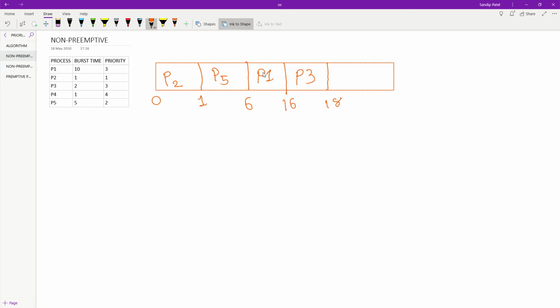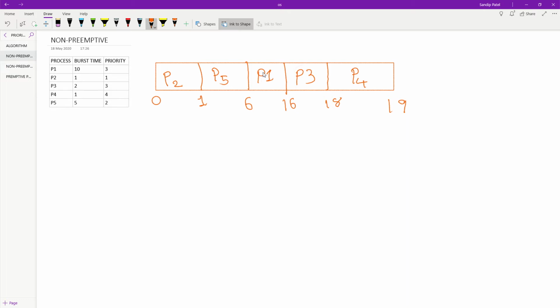Okay, and the next priority is P4, right? So the next priority is P4, that's the fourth priority. So we will enter P4 and it requires 1 millisecond again. Okay, so it is 19. With this our Gantt chart is over. It is drawn properly with all the burst times.